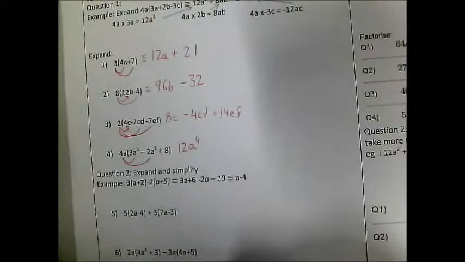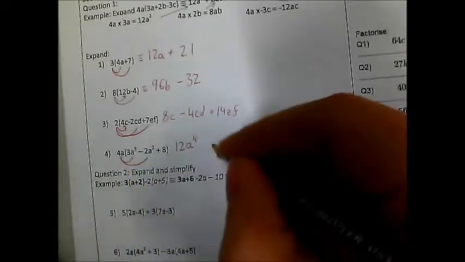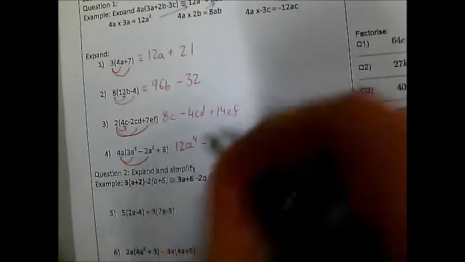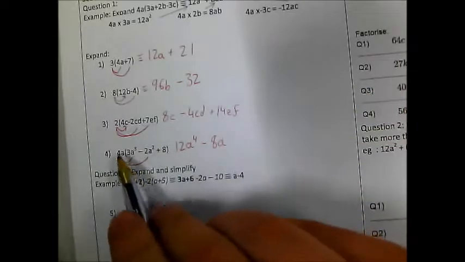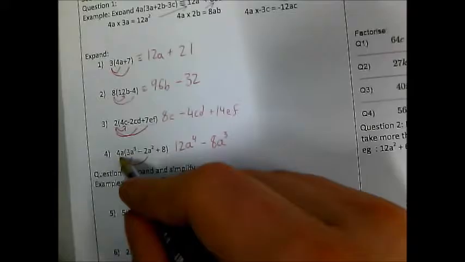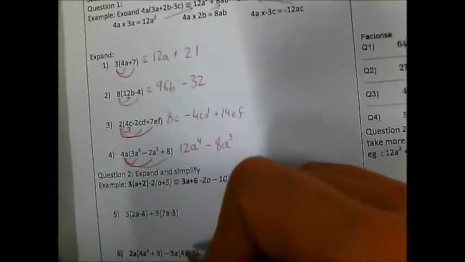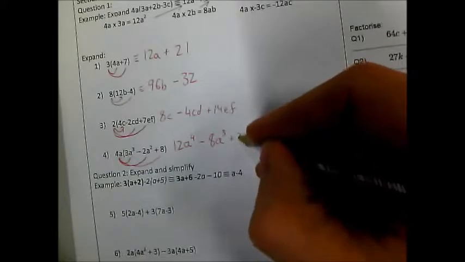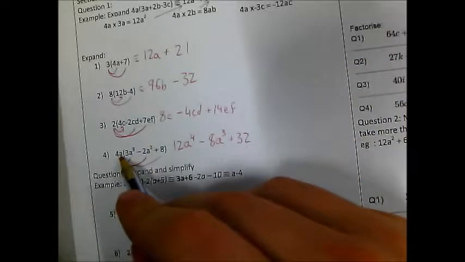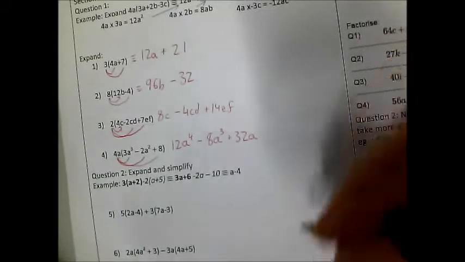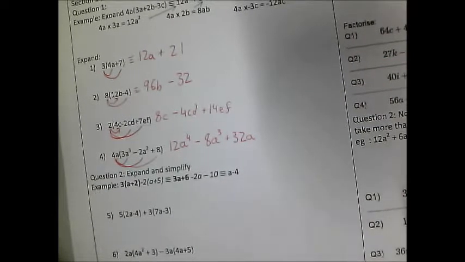4a times negative 2a squared. Well, 4 times negative 2 is negative 8. I'm multiplying a by an a squared, so it's a to the power of 1 plus 2, 3. And finally 4a times positive 8. 4 times 8 is 32, plus 32. And then 4a times 8 is therefore 32a. And that's the first set of questions done.